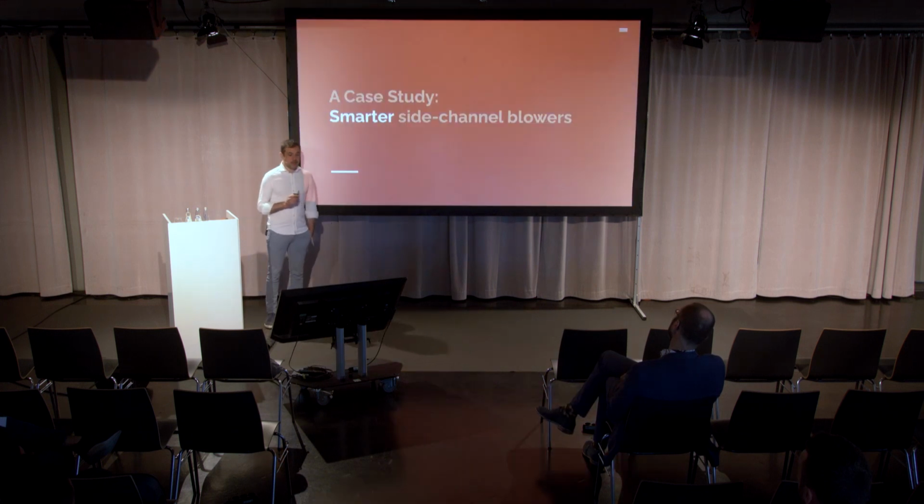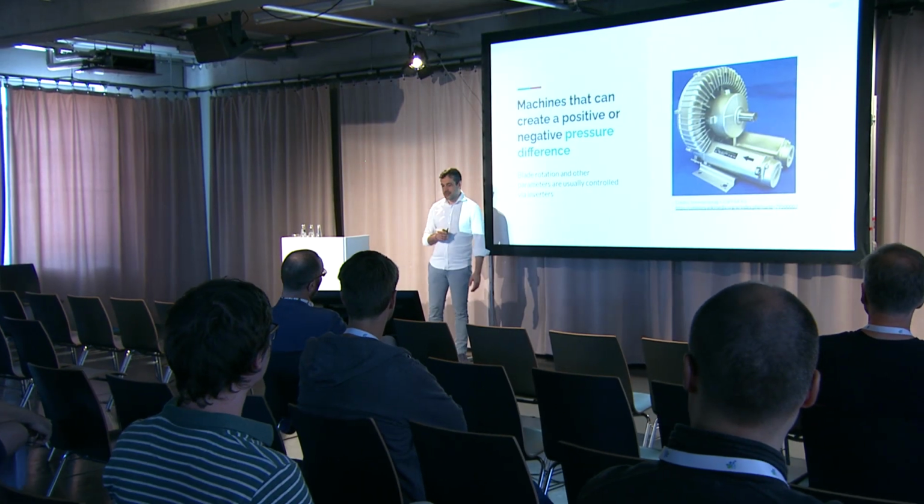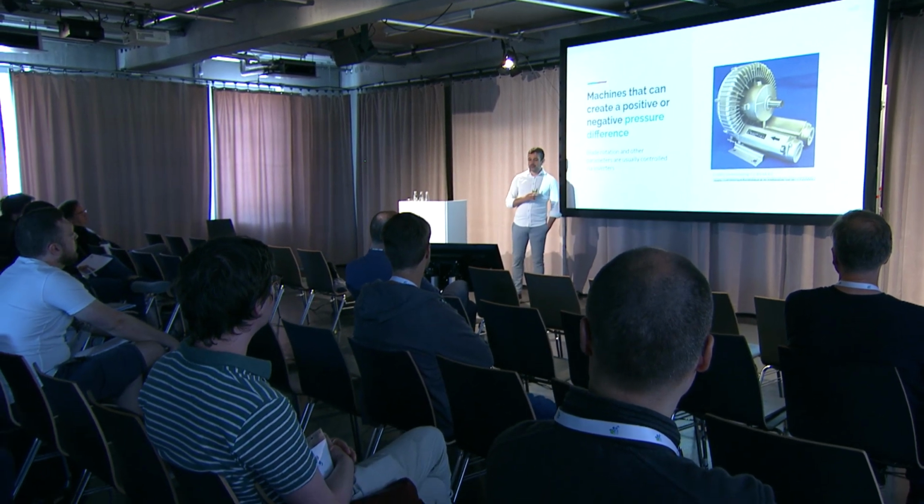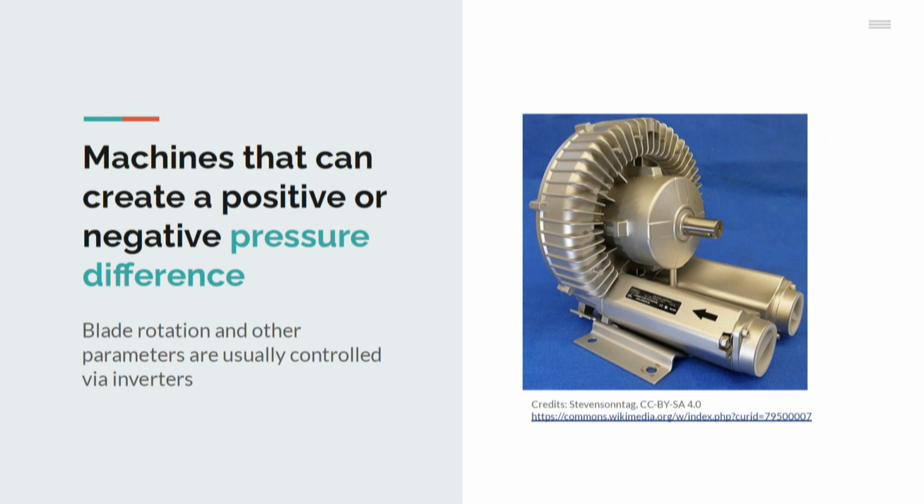So the case study is about side channel blowers. It's a long set of words, and the point is how to make these side channel blowers smarter. What are side channel blowers, you might ask? That's a fair question to ask. And these are machines that can create either a positive or a negative pressure difference, okay? So basically, compressors are based on this kind of technology, no? When you blow up the wheels of your car or bike or so, you do have some pressure difference. This is the same kind of concept, okay?